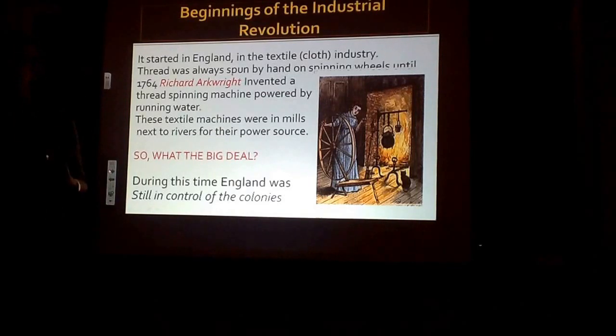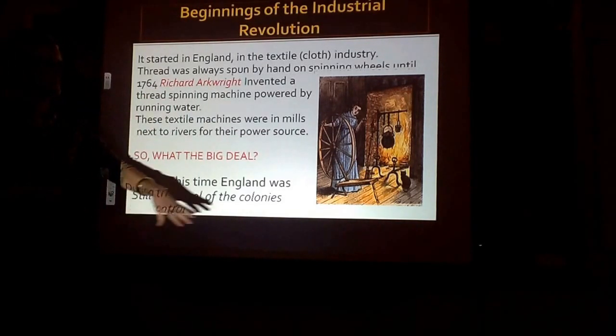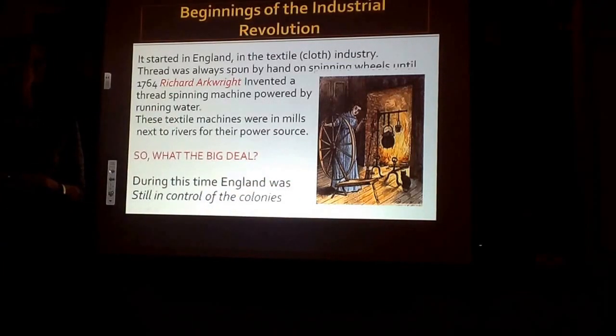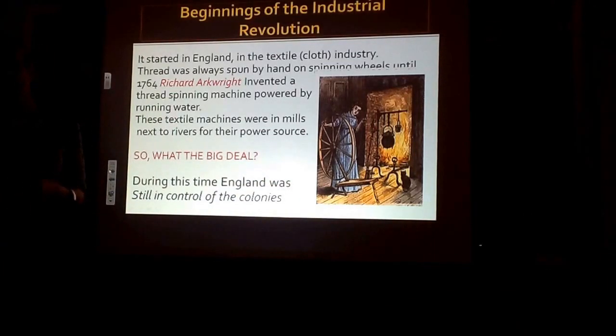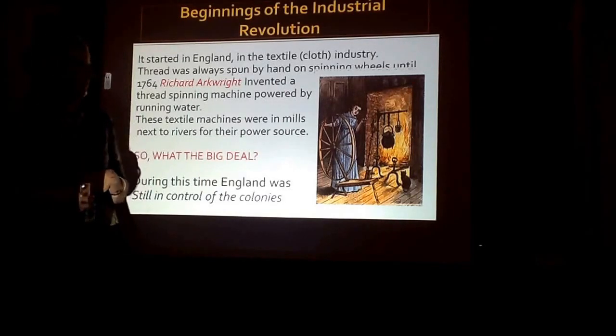So where did this begin, and what started all this? It really began in England in the textile or cloth industry. This is a picture of how thread normally was created. They would shear the sheep, take the sheep's wool, and twist it and turn it and put it on the spinning wheel that would turn the fibers of the sheep's wool to a tight thread. And then from those threads, they would weave them on a loom to create cloth, or they would use that to make yarn, and they would knit articles of clothing.